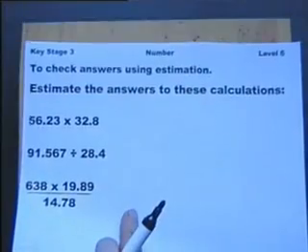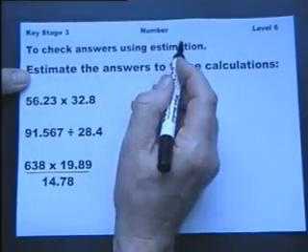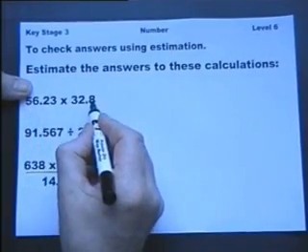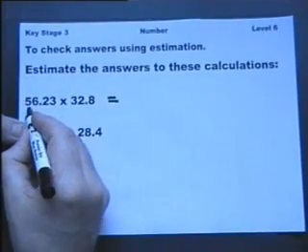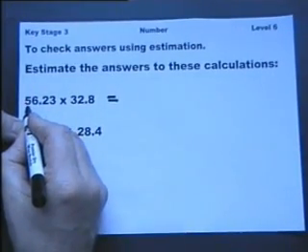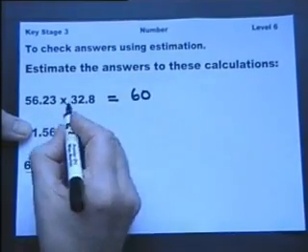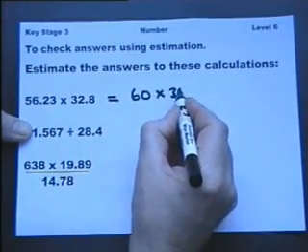estimate an answer. So to check using estimation. So we have a calculation to do and we want to see if our answer is correct just by estimating. So what we do is we round each part to one significant figure. So 56.23 to one significant figure is 60. 32.8 to one significant figure is 30.